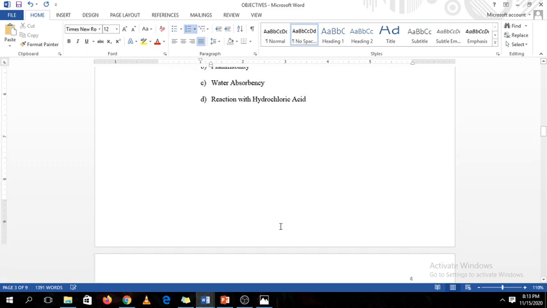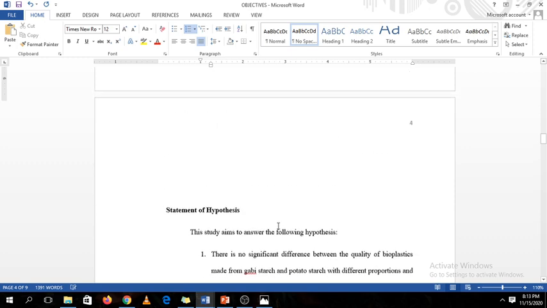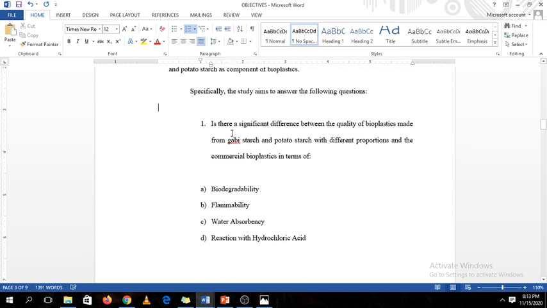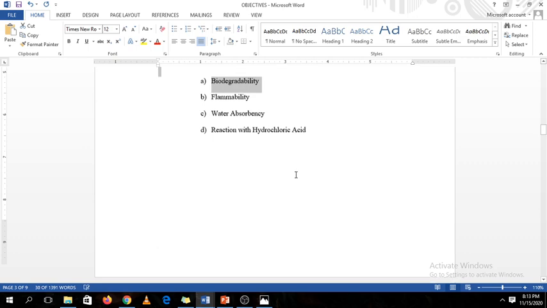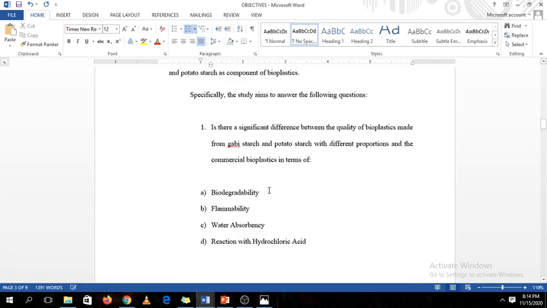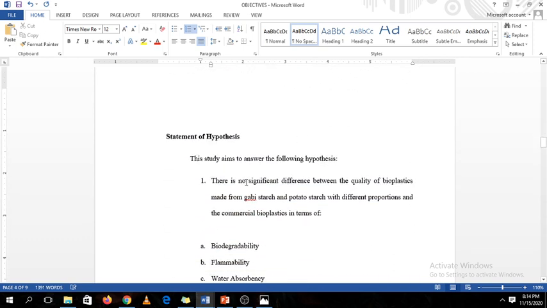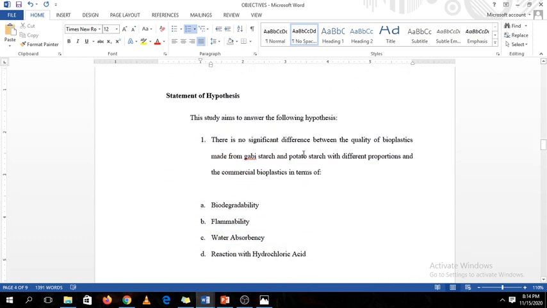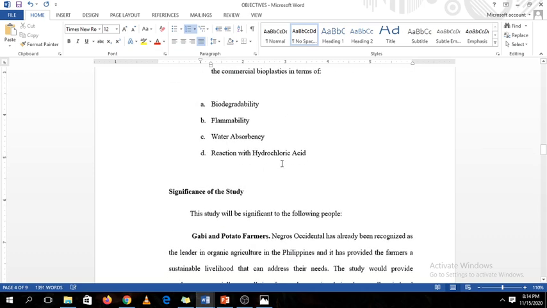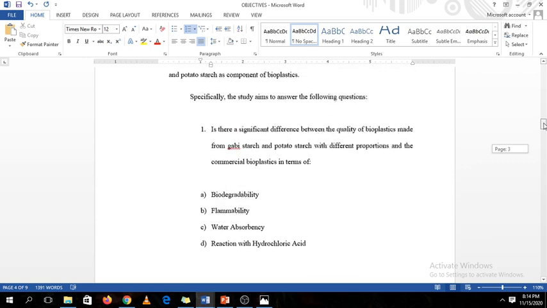Okay? So again, the hypothesis must be in line with your specific objective. Whatever is in your specific objectives should also be in your hypothesis. If it states there is a significant difference, of course, by principle, you follow the null hypothesis. So therefore, there is no significant difference. Okay? So that is the simple introduction part.